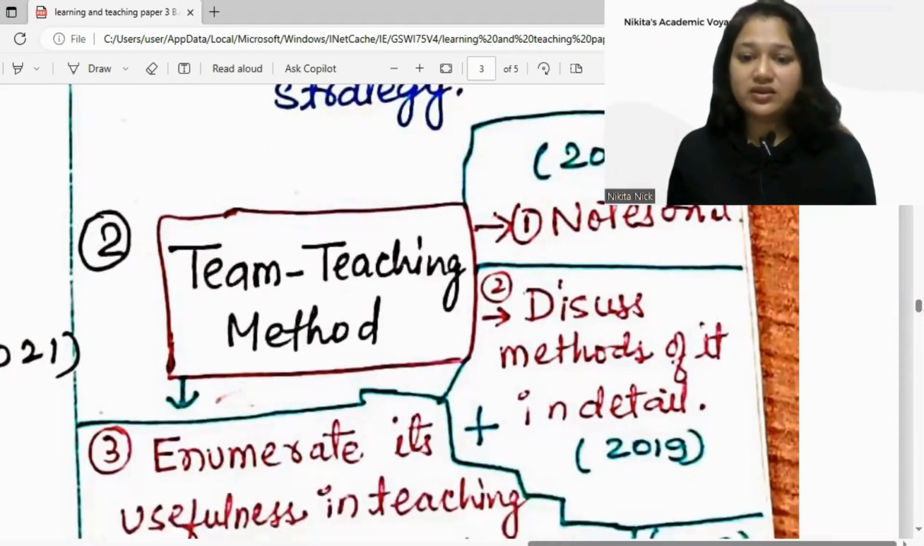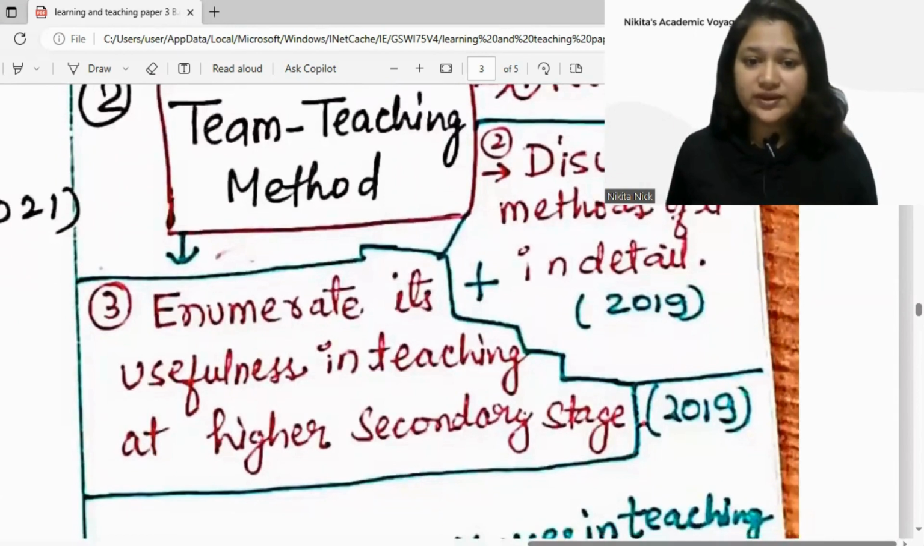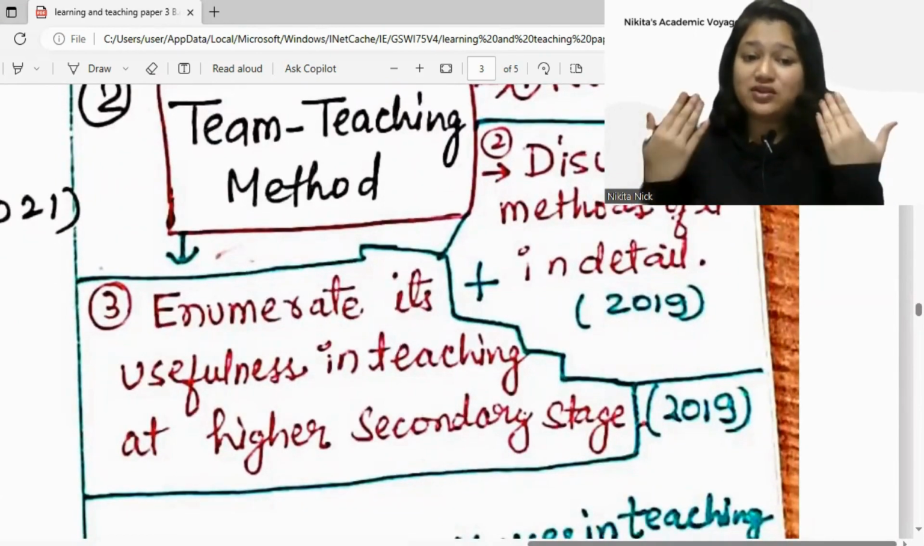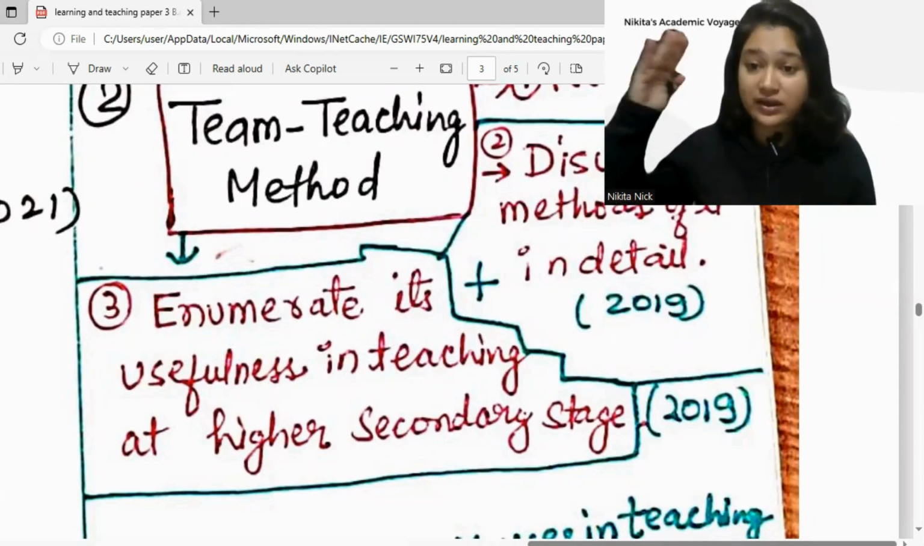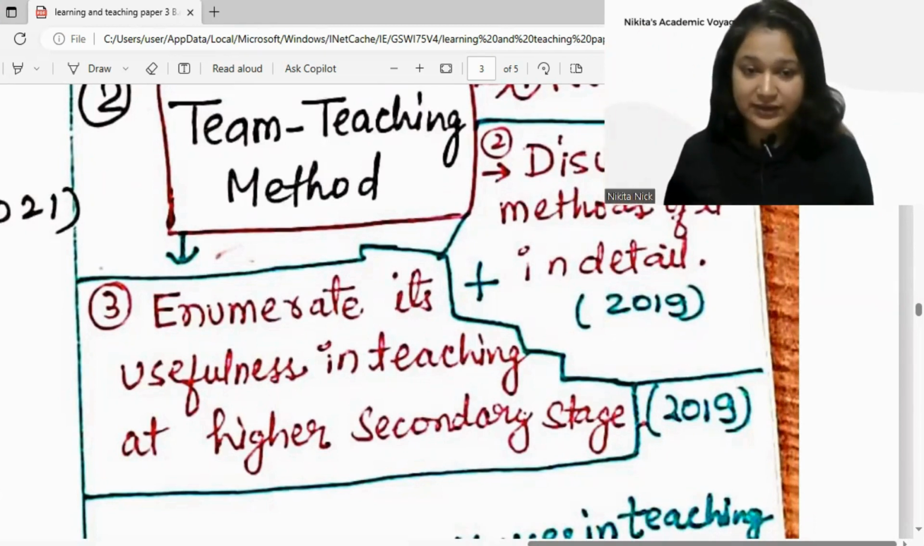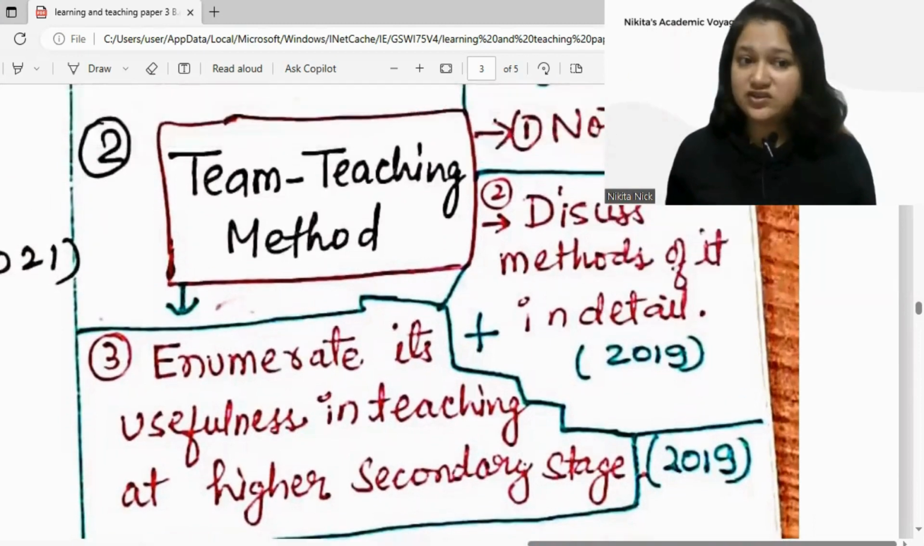Next is discuss methods of it in detail. So what are the methods of team teaching method? Discuss it in detail, asked in 2019. Enumerate its usefulness in teaching at the higher secondary stage. Elaborate its usefulness in teaching at the higher secondary stage, asked in 2019 about team teaching method only.